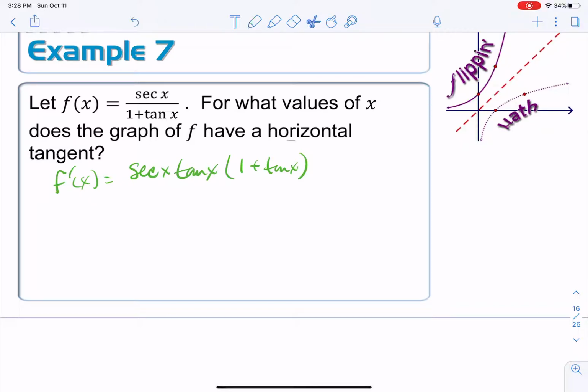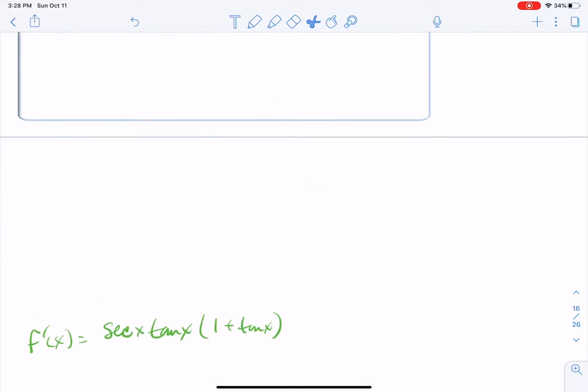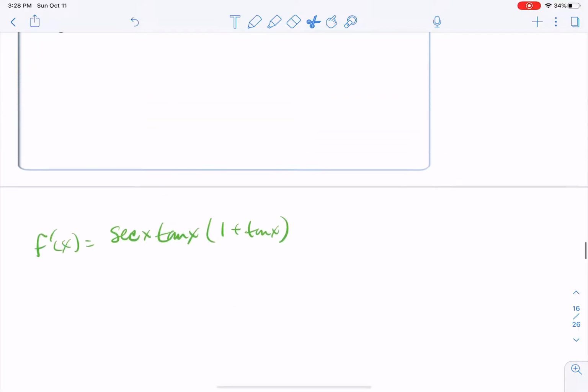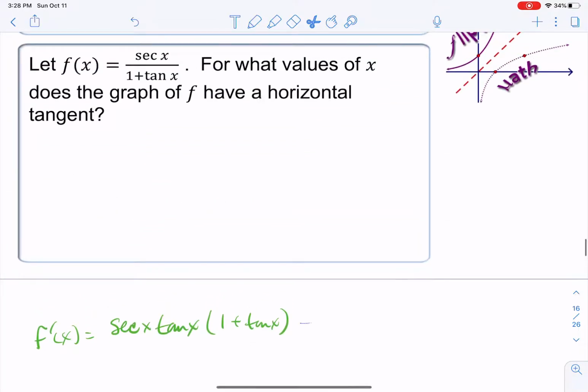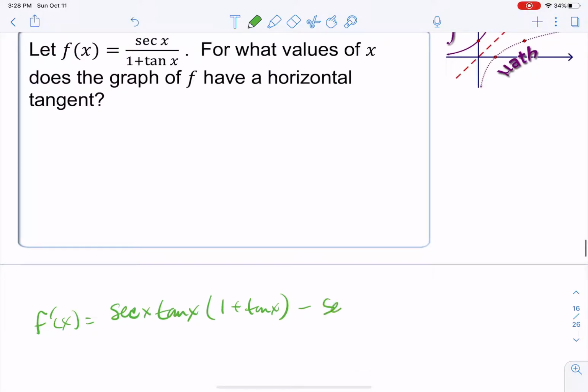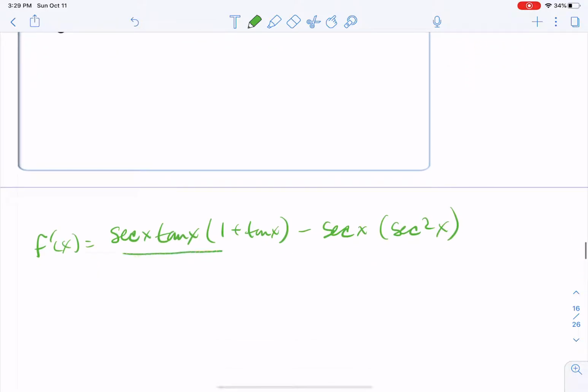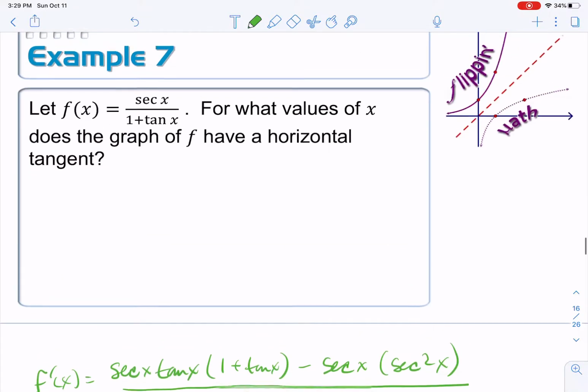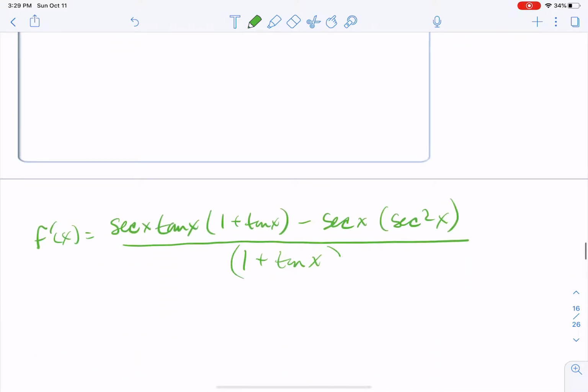Okay, and am I going to have enough room? Here, let's preemptively bring this down here. There we go. Minus, I think I said plus, but minus the top, secant x, times the derivative of the bottom, and the derivative of the bottom is secant squared. There's a whole bunch of secants in there. All of this over 1 plus tangent x quantity squared.